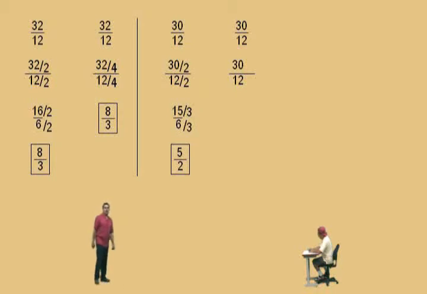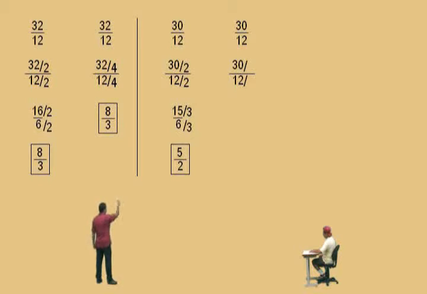Now, some of you may be asking, hey, could we have first started off by dividing top and bottom by 3? Yes, you could have. You could have started off and divided top and the bottom by 3. Then you would have to divide the top and the bottom by 2 in your second step. But you'll always end up at 5 halves, no matter how you approach this problem.